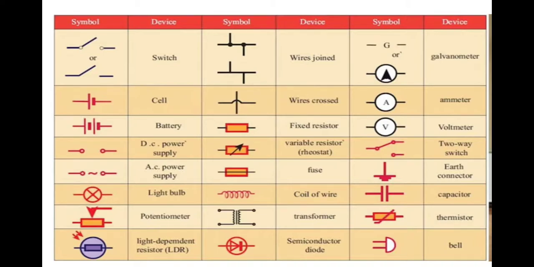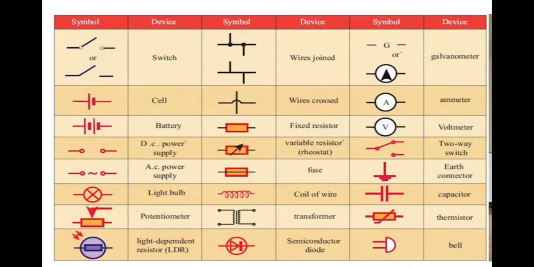The first one is the switch. When the switch is open, the current does not flow through the circuit. When the switch is closed, the current flows through the circuit. Second one, symbol for the cell.